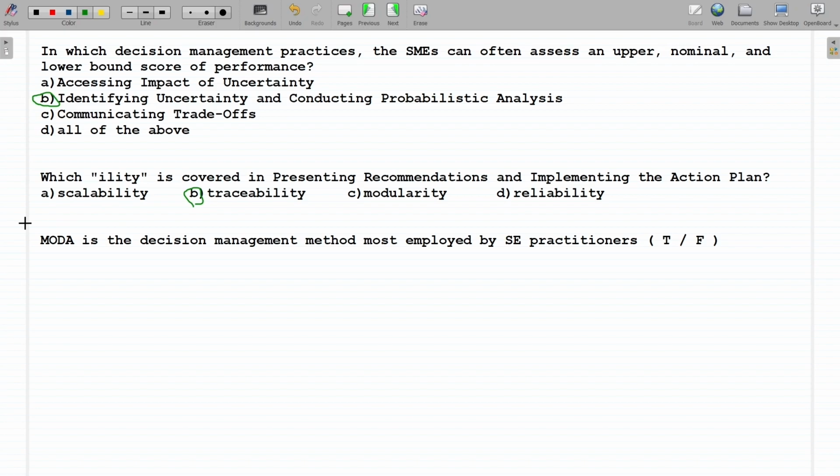Question number 3. MODA is the decision management method most employed by systems engineering practitioners. True or false? Well, the correct choice is true.